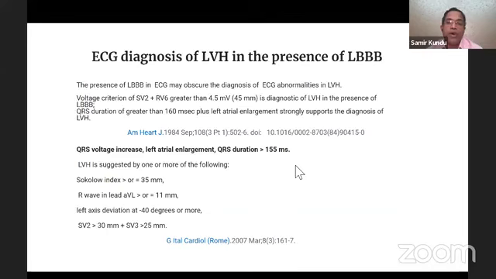suggestive of left ventricular hypertrophy in the presence of LBBB, such as, in another study, S wave in V2 plus R wave in V6 more than 45 millimeter is diagnostic. Another is the Sokolow-Lyon index more than 35, R wave in aVL more than 11 millimeter, and a combination of the S wave in V2 and V3 more than 55 millimeter, 30 millimeter and 20 millimeter.